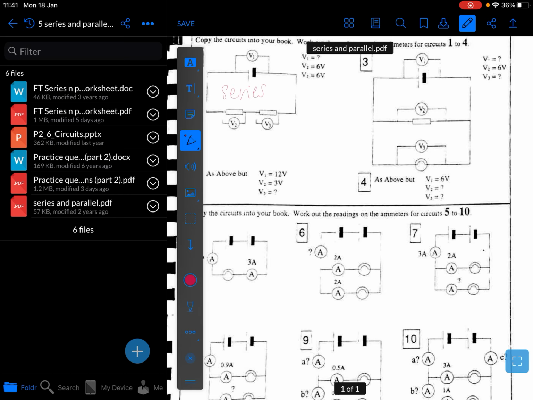Now have a look here. You have 6 volts in this voltmeter, 6 volts in this voltmeter. Now if they have split, they must have come from the cell, and that means the cell must have 12 volts originally.